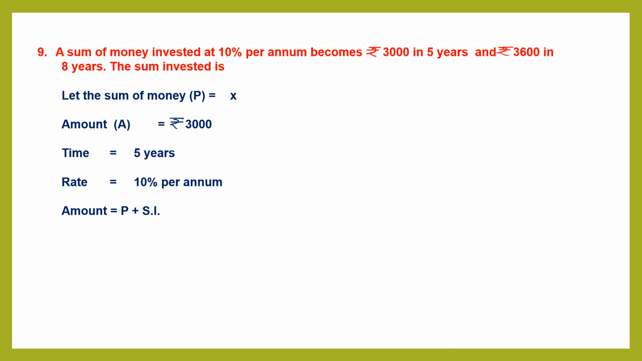Now the amount is given to us and that is 3000 rupees, and that is equal to principal. Principal we don't know, we said let it be x, and simple interest we don't know, but we'll use the formula. The formula for simple interest is P into R into T by 100. So again, P is going to be x, into R, the rate of interest, which is 10%, into T, the time, which is 5 years, and this is divided by 100.